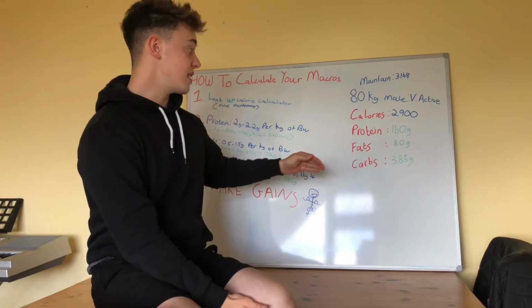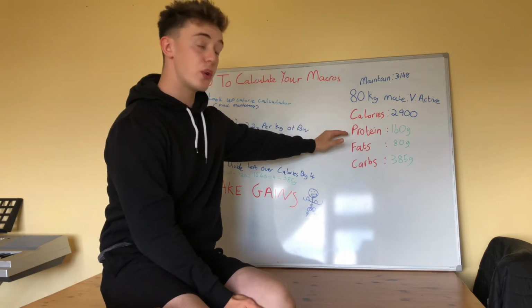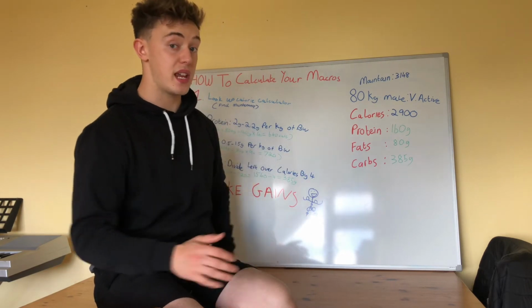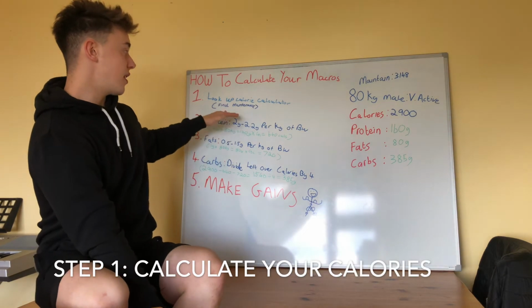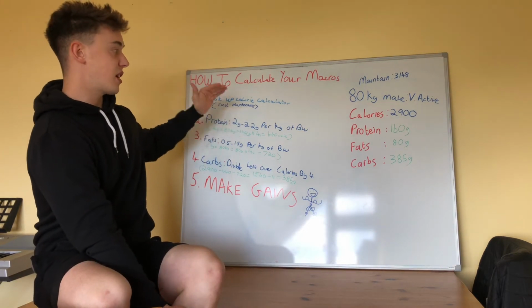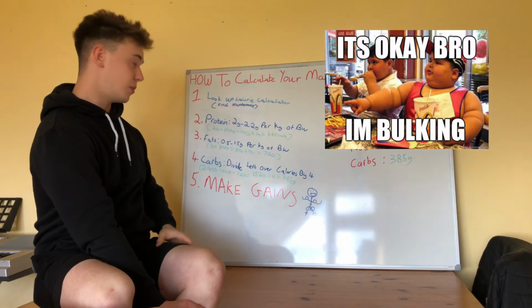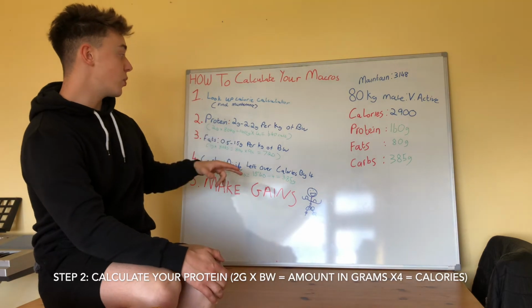Then, next thing you want to do, once you've got your calories, is how to calculate your proteins, your fats, and your carbs. And that's what I'm going to take you through now. So, step one, you've got your calories, you've found your maintenance, you decided that you're either going to be cutting or that you're either going to be bulking. Alright, step two, so we're going to calculate protein first.